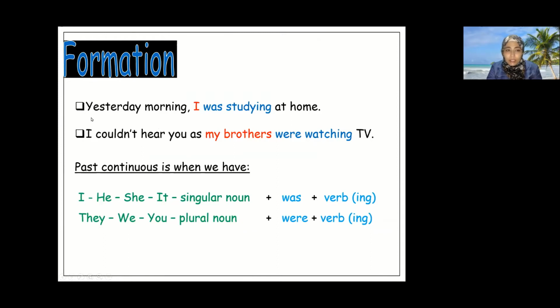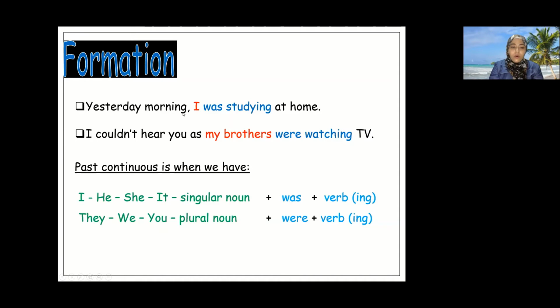For example, yesterday morning, I was studying at home. I couldn't hear you as my brothers were watching TV. So here in the first one, we have I, so we use was with I.